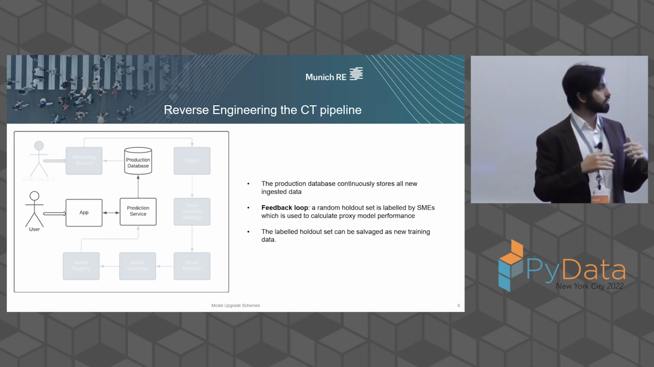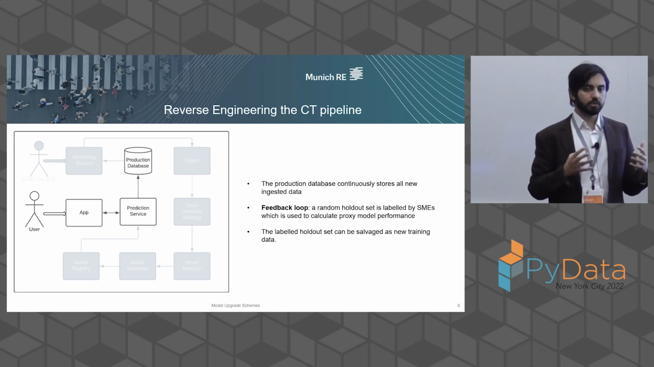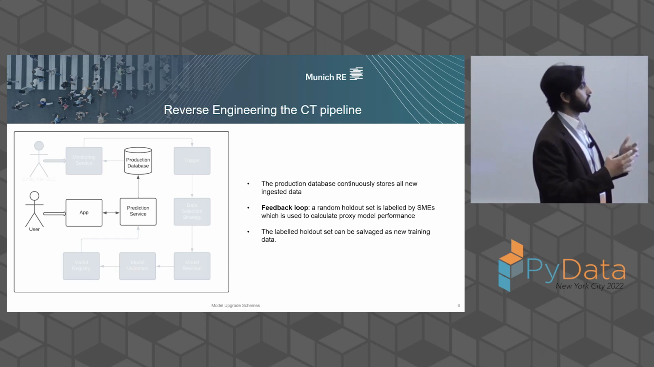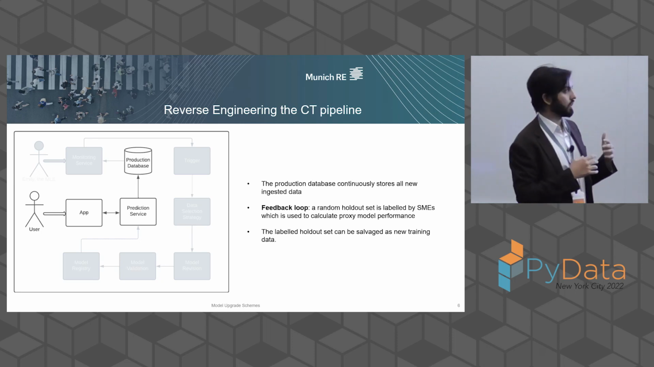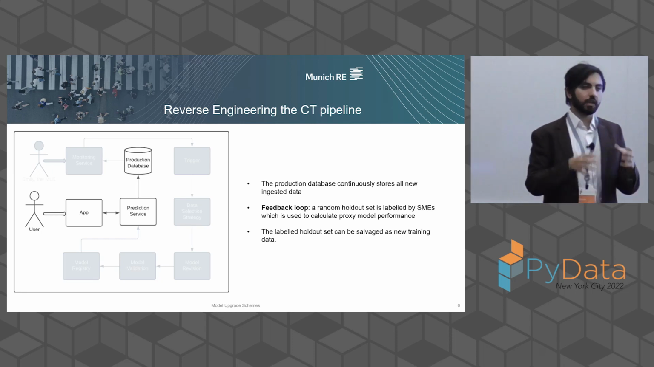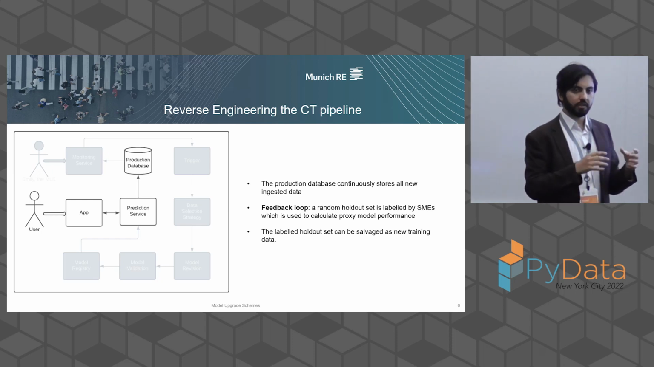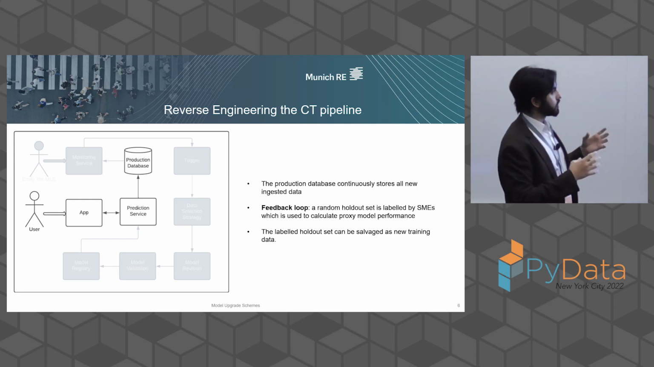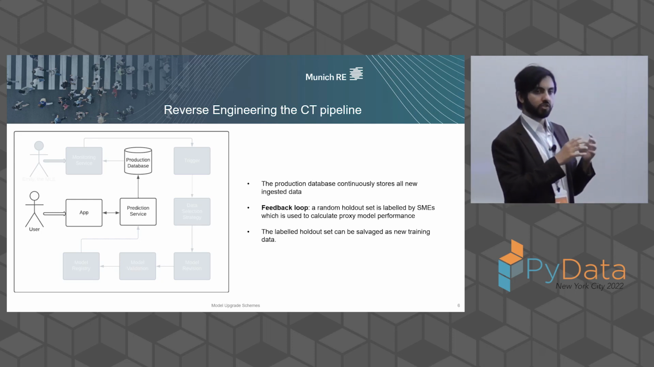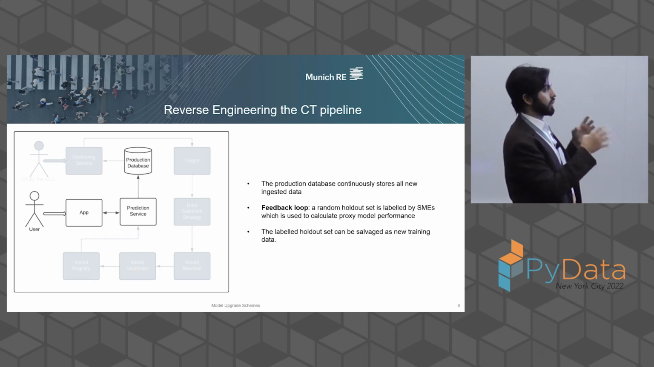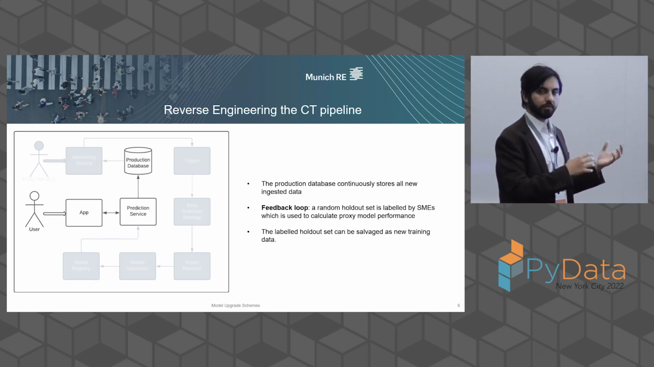And we track all of these. There's a hidden feedback loop in the background, because we want to monitor the performance of these models, and a feedback loop essentially requires us to take some data out and manually label it, as our industry has. We can't really automate this process. It has to go through a person. So what we do is we take a segment of the production data, randomly, a random holdout set, which would be labeled by subject matter experts.